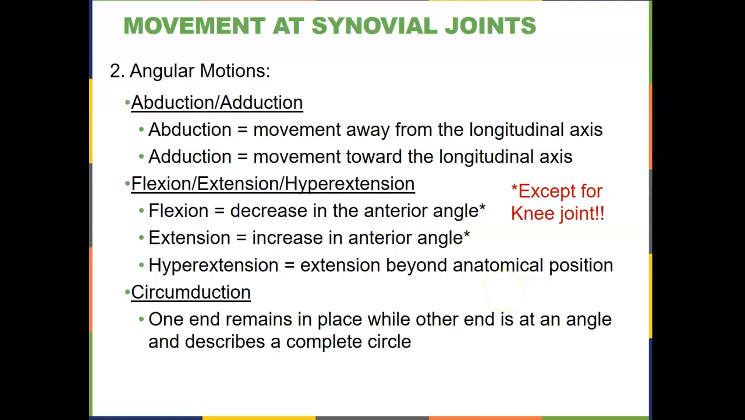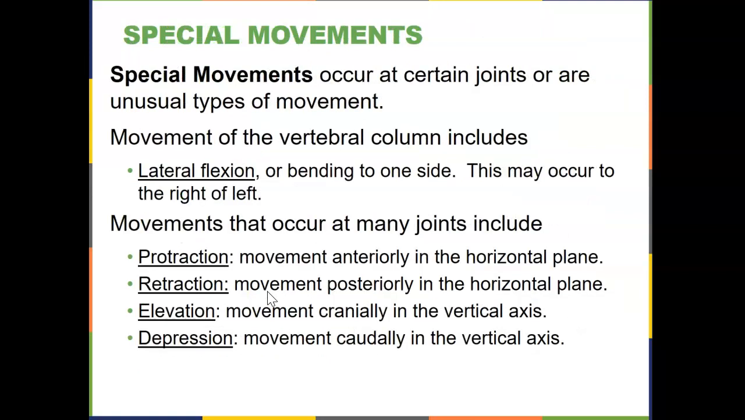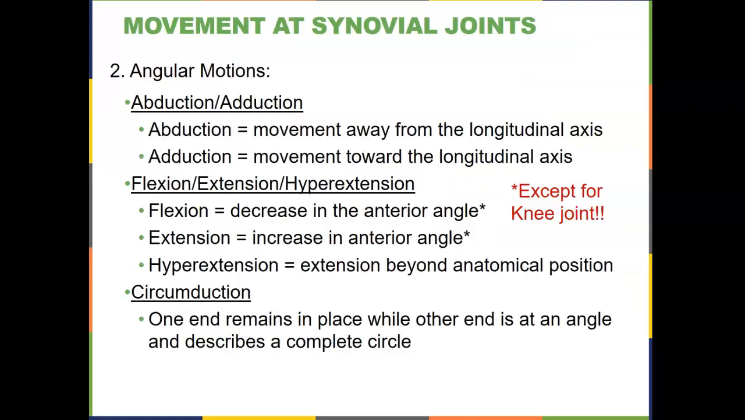Angular motion, we have adduction and abduction. Abduction is movement away from what we call the longitudinal axis. Adduction is the movement toward the longitudinal axis. So let me come over here. Here's angular motion. So one tip going down is going to be adduction. Abduction is coming up. I have another figure that I'll show you in a minute. Okay, flexion, extension, and hyperextension. You try not to do hyperextension, because that takes you beyond anatomical position, and that's when a joint can become damaged.